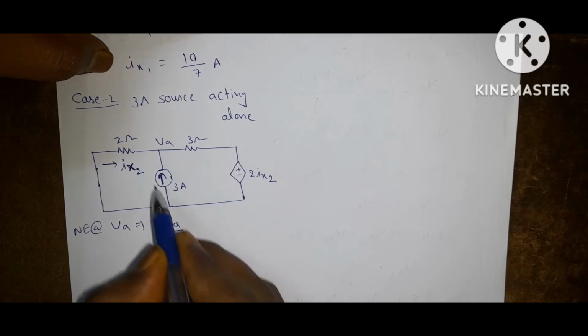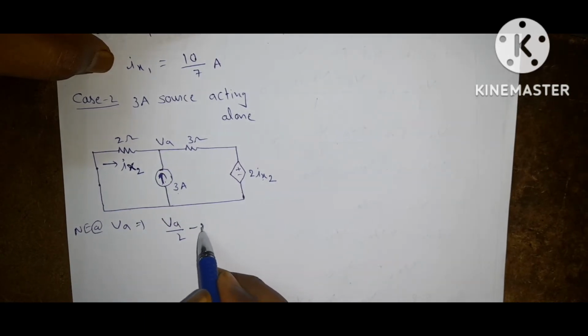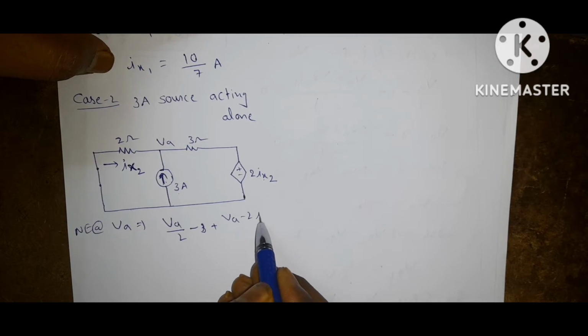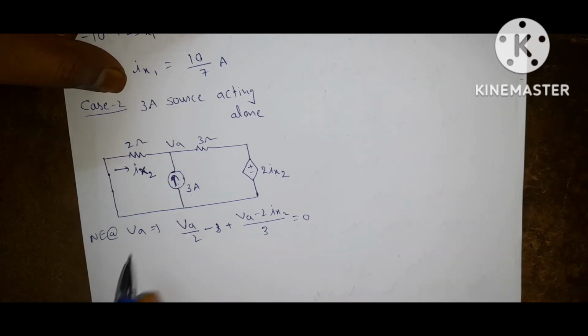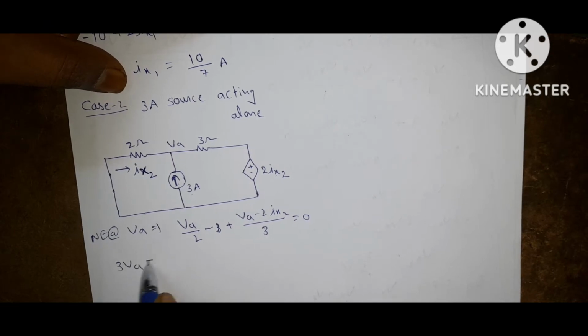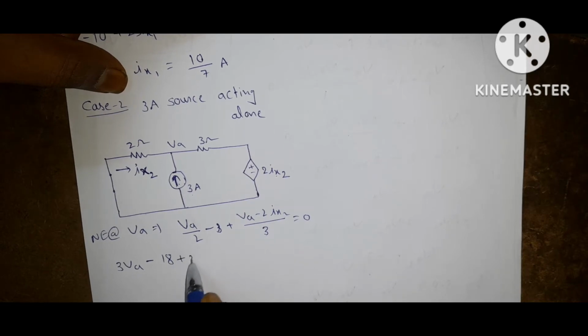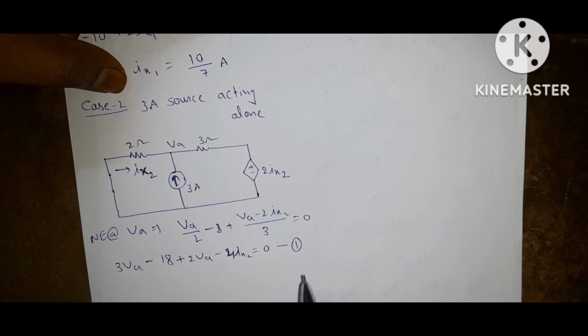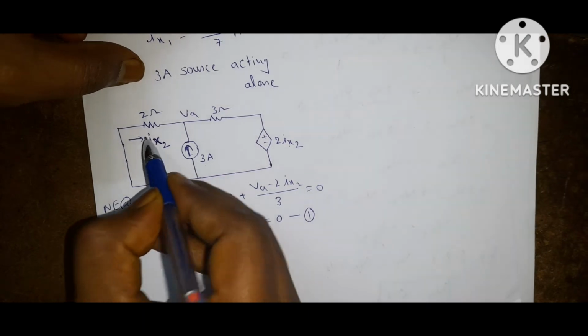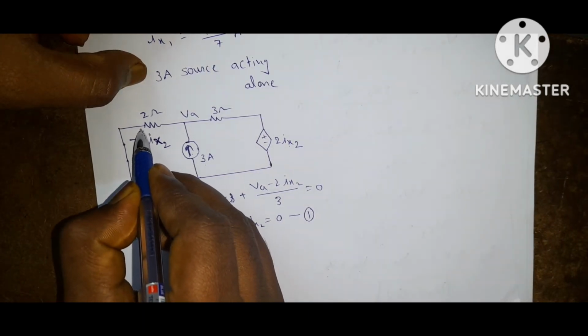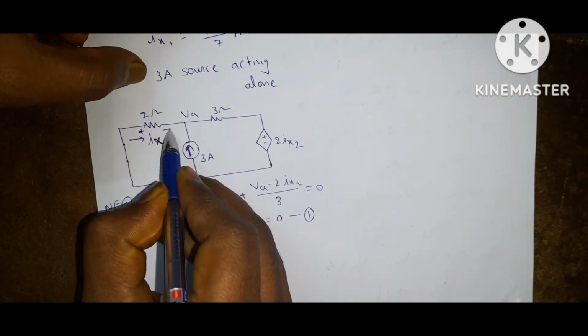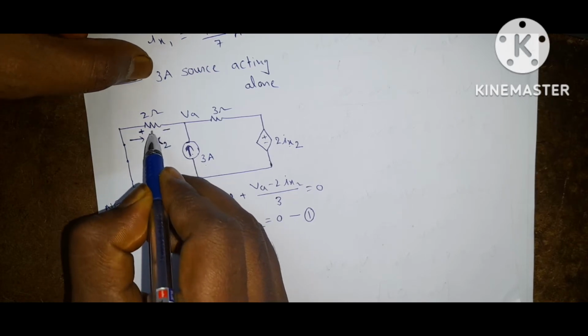Node equation at VA. What are we getting? VA by 2. This current is coming towards the node, so minus 3 plus (VA minus 2Ix2) by 3 is equal to 0. So 3VA minus 18 plus 2VA minus 4Ix2 is equal to 0. Let it be equation 1. If you observe here, the current enters here so it is positive, and the current leaves here so it is negative. Let it be V1.